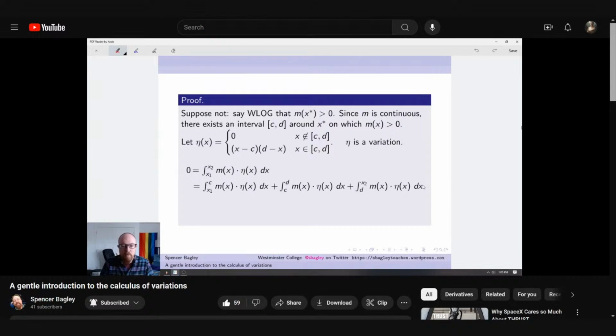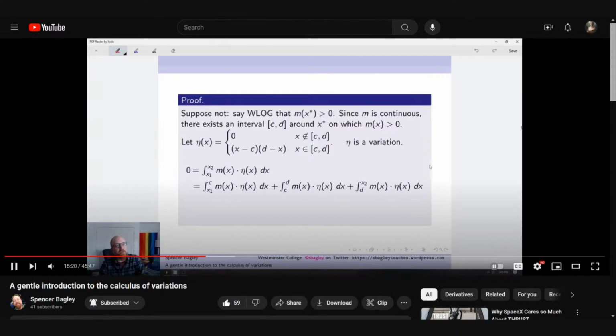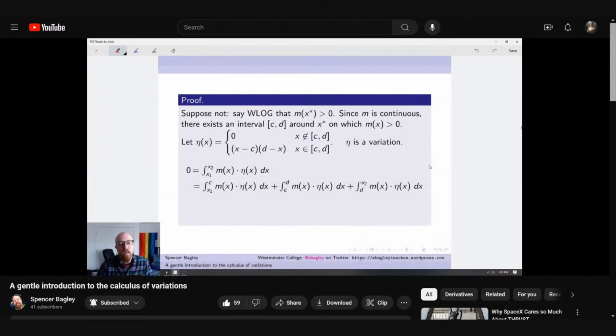All right, and the reason that I'm doing that is because eta of x is in fact 0 on this interval before c, and on this interval after d. So these two integrals will die.